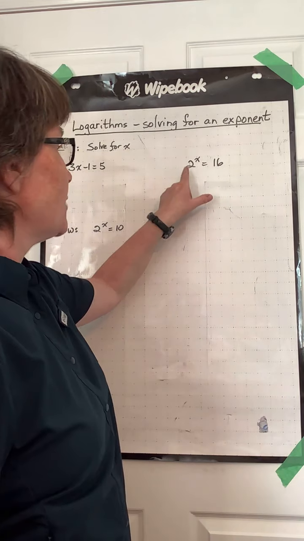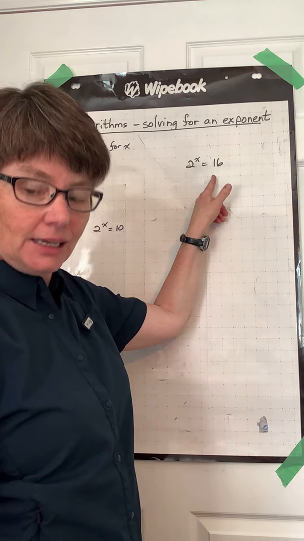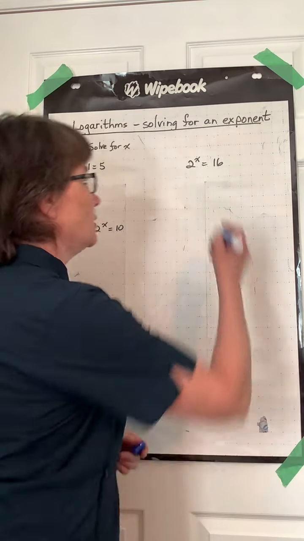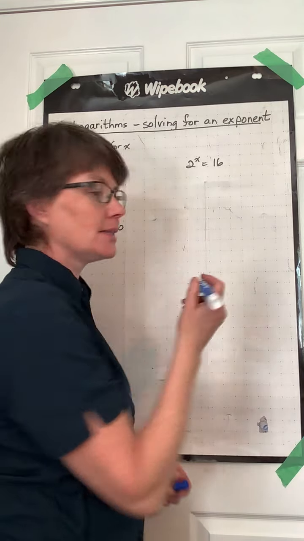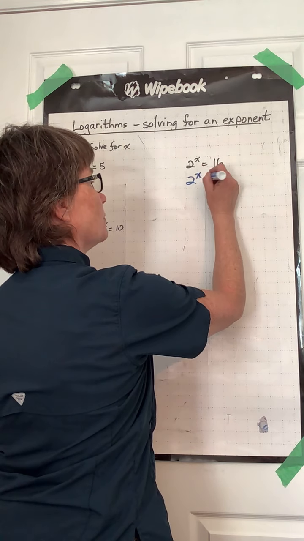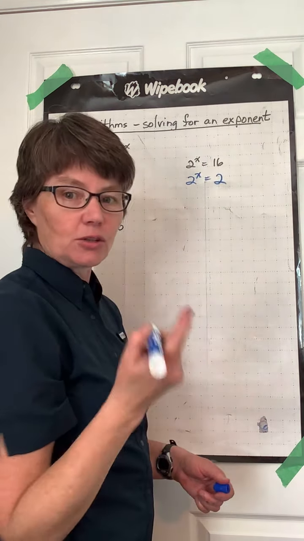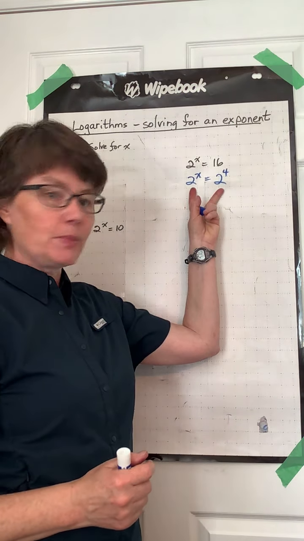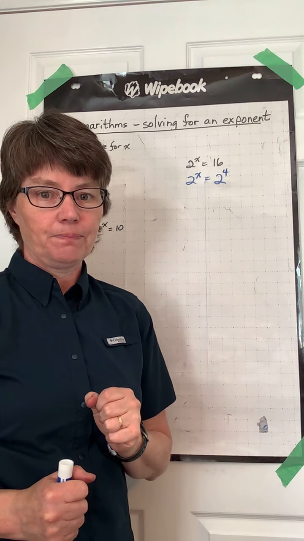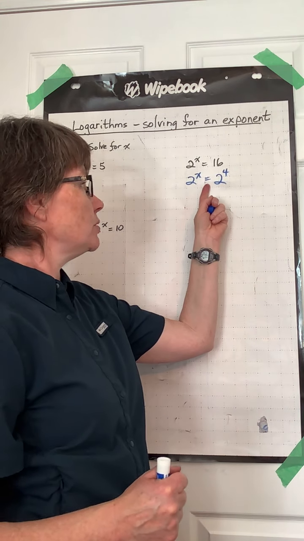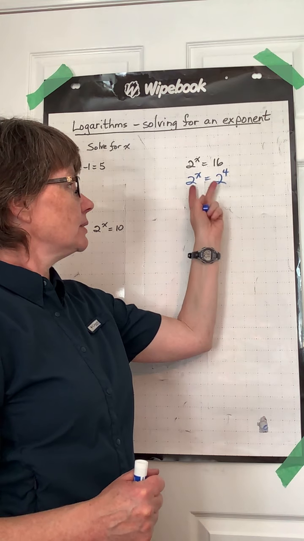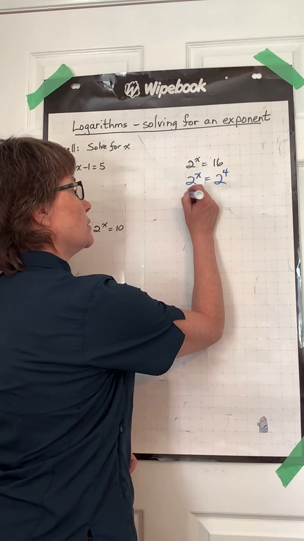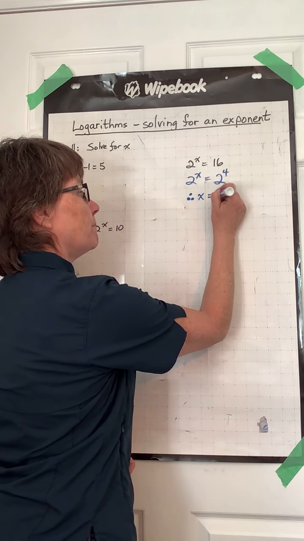Okay, so if we have 2 to the power of x equals 16, we automatically know here that x is equal to 4. And the reason we know that is because if we make the bases the same, we could represent 16 as 2 to the power of 4. And now since the bases are the same, those two exponents must be equal. The only way for that equal sign to be true, if the bases are the same, is if those exponents are equal. So then we can just say, okay, x is equal to 4.